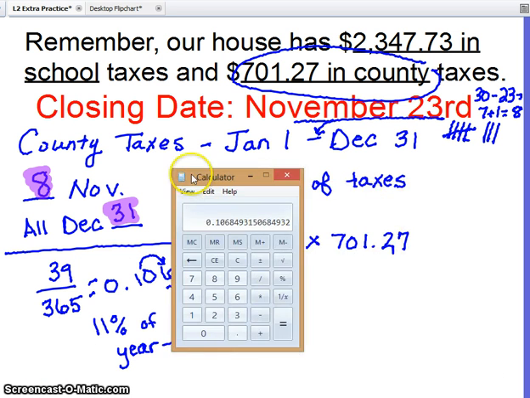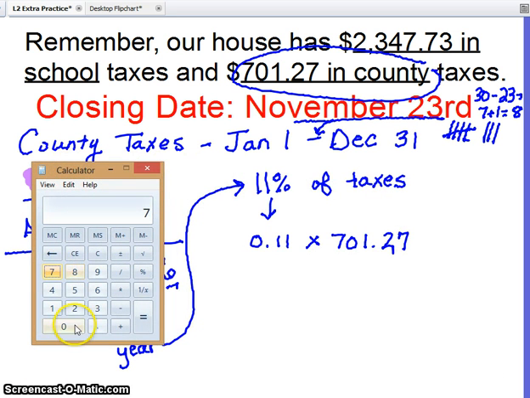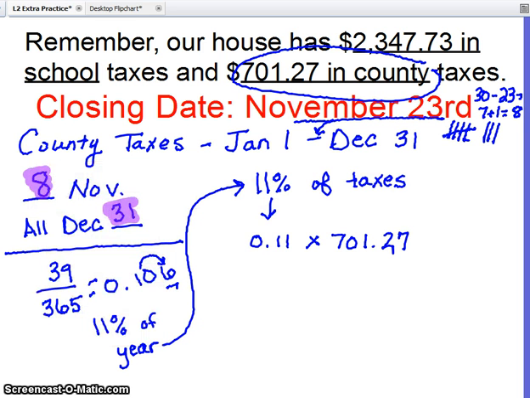So if we use our calculator, $701.27 times 0.11, 11 hundredths, we get $77 and we're going to need to round this one. The 9 rounds the 3 to a 4. This is the cents, so we can't have anything smaller than that. So $77.14. So we would only need to pay $77.14 in county taxes for that first year.